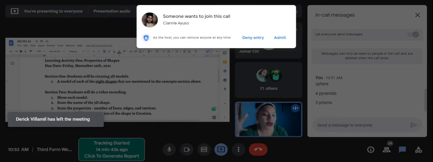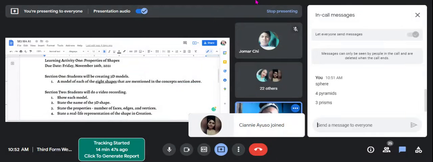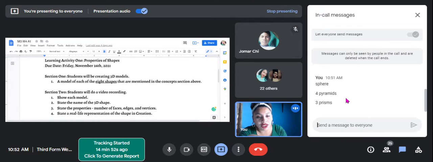We did not do the cone, we did not do the cube, we did not do the cuboid. That's not in the content for you guys. All right? So what I put in the chat, those are the ones that should have been included in your video or in the models you make.